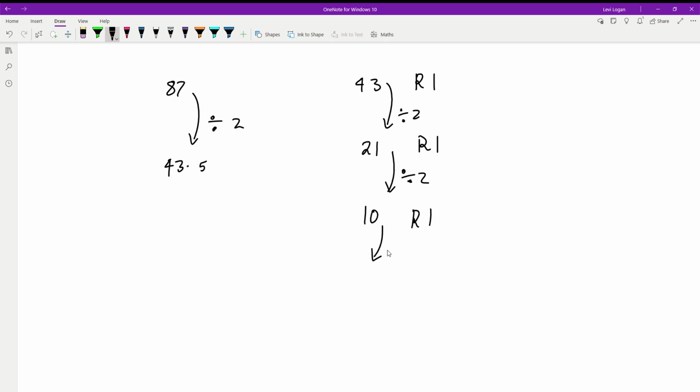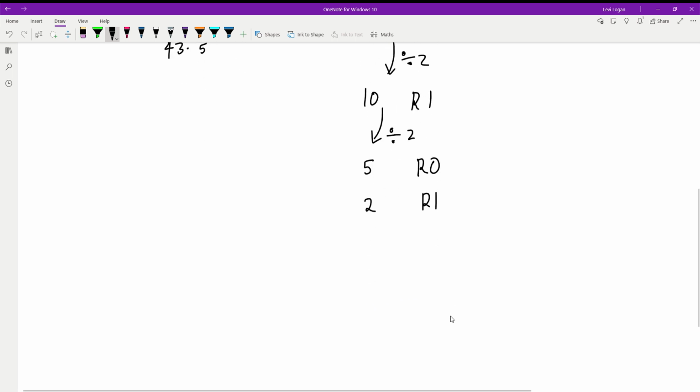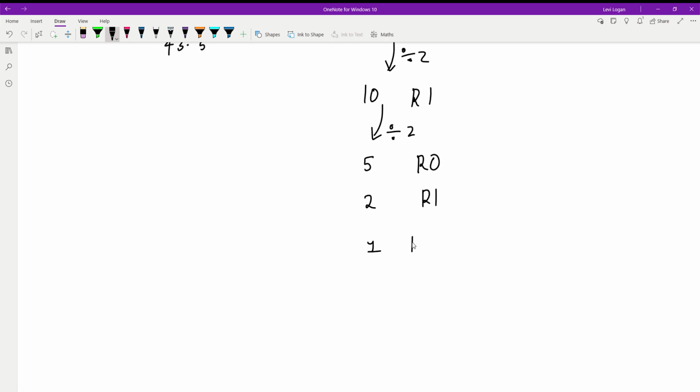Then you divide 10 by 2. If you divide 10 by 2, you get exactly 5, so your remainder is 0. Divide 5 by 2 and you get 2.5, so you write 2 remainder 1. Then 2 divided by 2 gives you 1 remainder 0. Then finally 1 divided by 2 gives you a half, so you get 0 remainder 1.